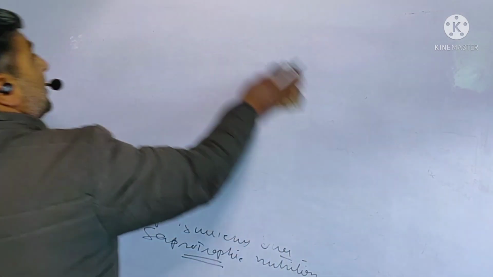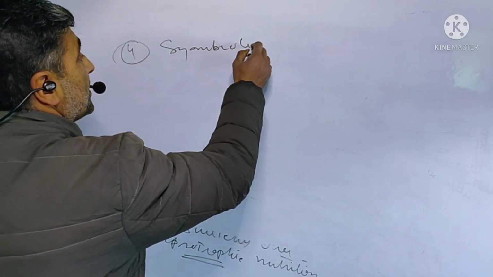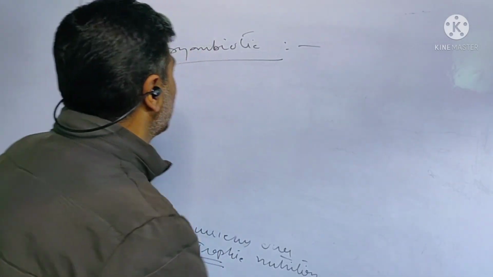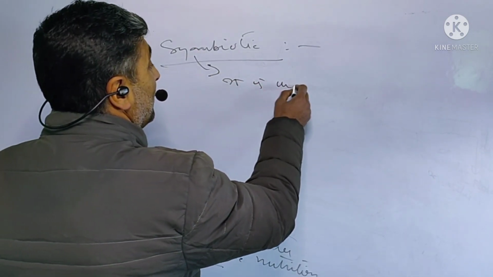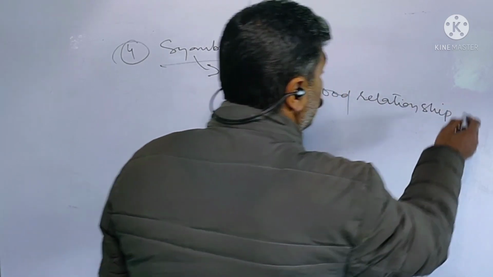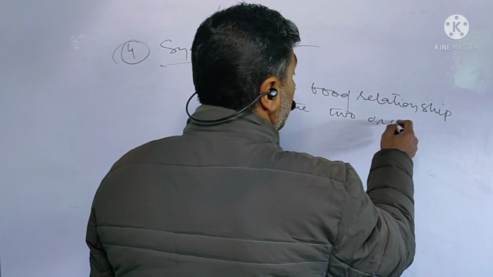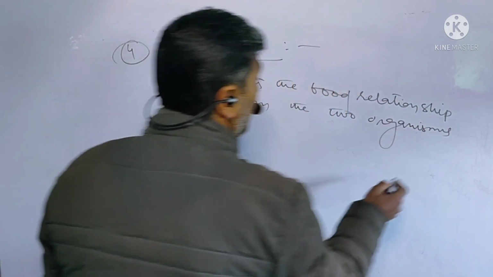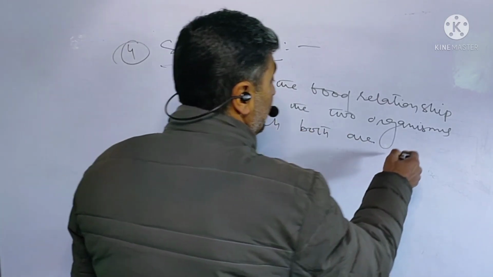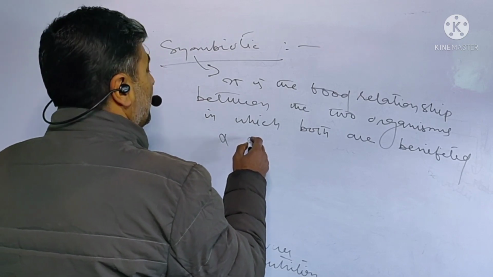Shabash, try to understand. Now let us move towards another type, that is called symbiotic nutrition. How can you define symbiotic nutrition? It is the food relationship between two organisms in which both are benefited and none is harmed.